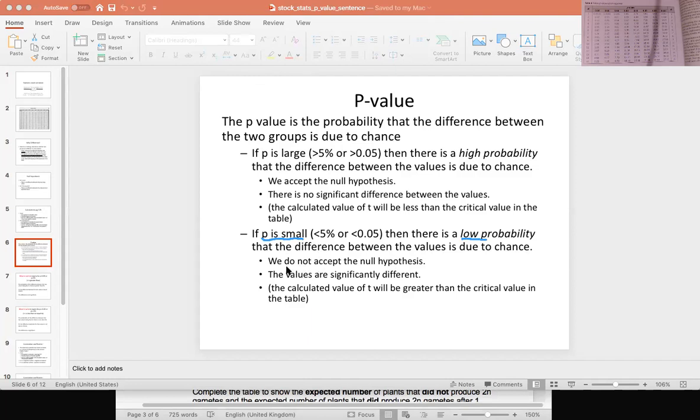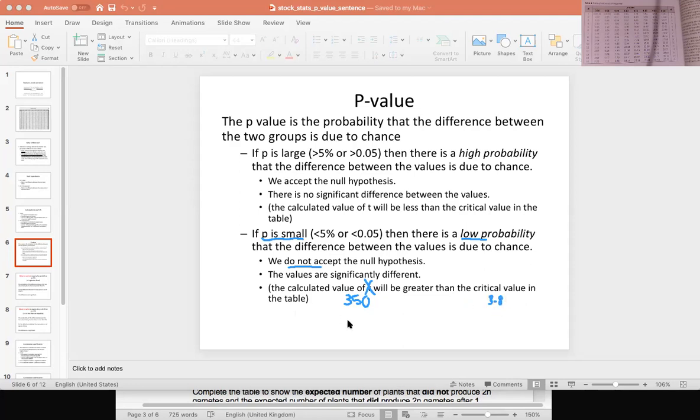In that case, we do not accept the null hypothesis. And here we have it, what we were just talking about, the calculated value of t would be greater than the critical value. So what we've just seen is the calculated value, well, in our case, it's chi, because it applies to chi as well. Calculated value of chi greater than the critical value in the table, and that critical value was 3.8.